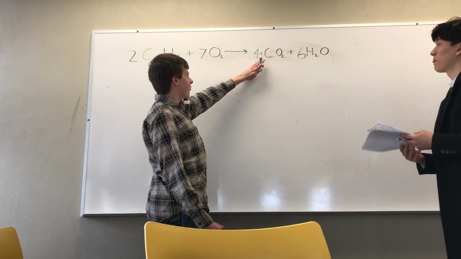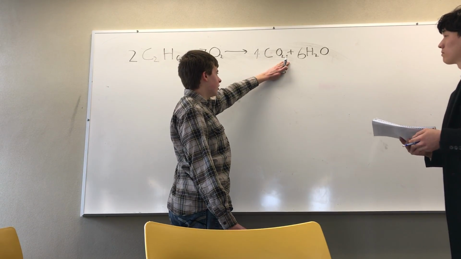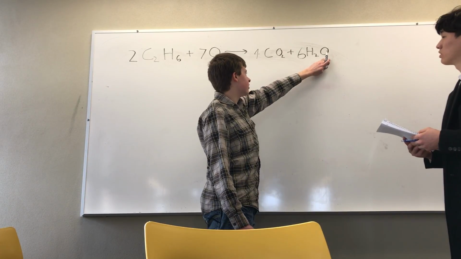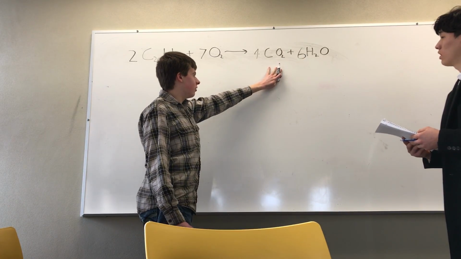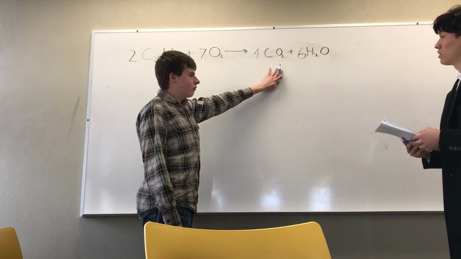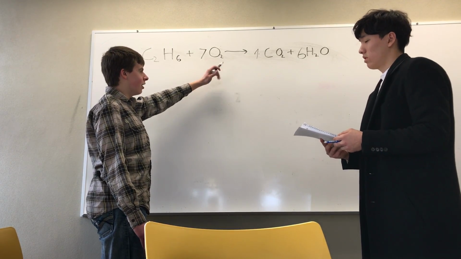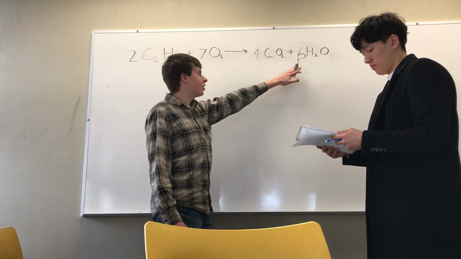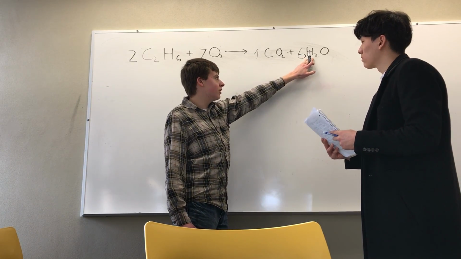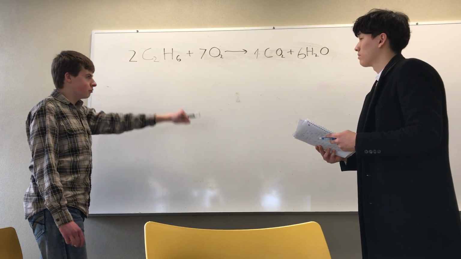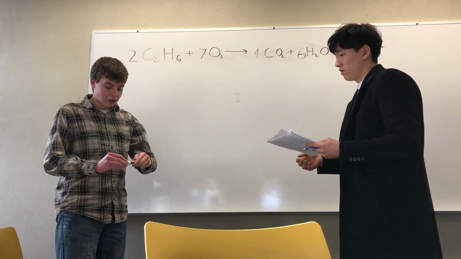We need 4 times 2 is 8, and then 6 times 1 is 6, so we have 8 plus 6 equals 14. We have 14, 7 times 2 oxygens. Yep, so the oxygens are balanced. We have 6 times 2 hydrogens, 12 hydrogens, 2 times 6, 12 hydrogens. Alright. So that is our balanced equation.